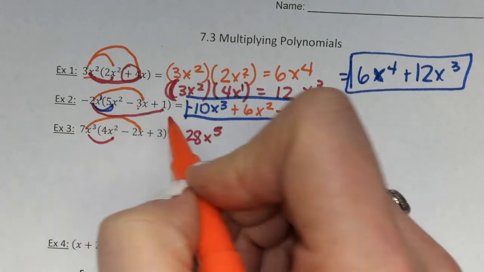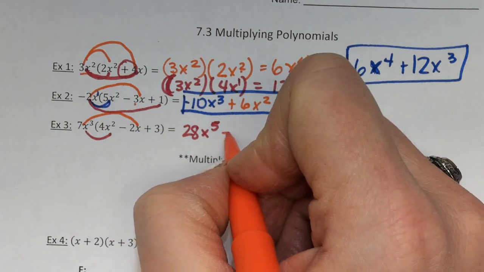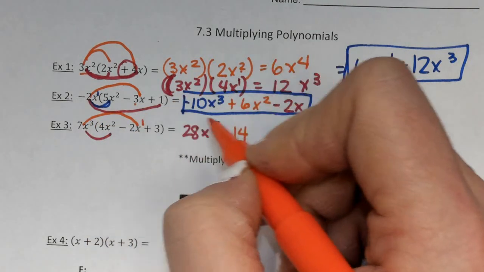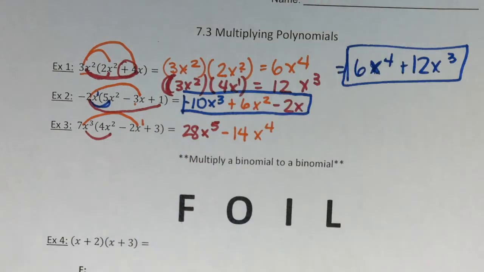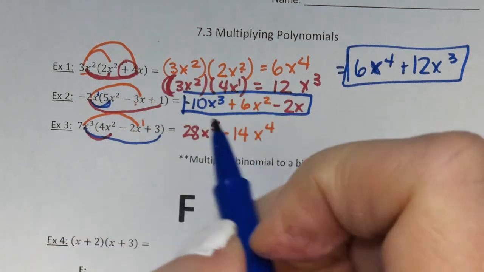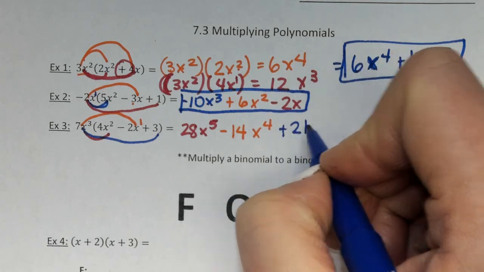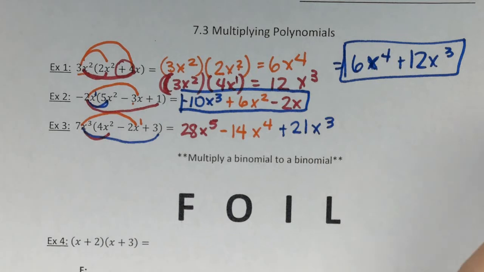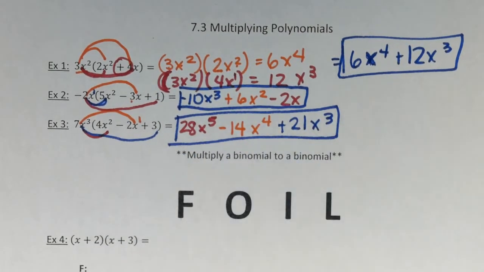And this times the middle one. That's 7 times negative 2, which is negative 14. X to the 3rd times x to the 1. We add those, we get x to the 4th. And then our last one. Okay, 7 times 3 is 21. And then we have just x to the 3rd. There's no x on that last one. So this becomes our answer right there.